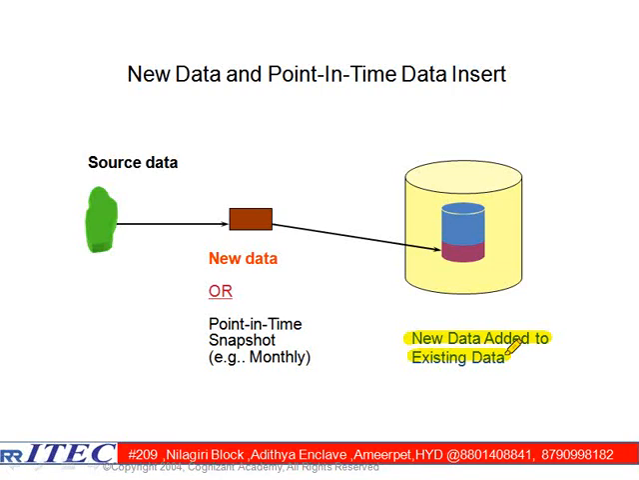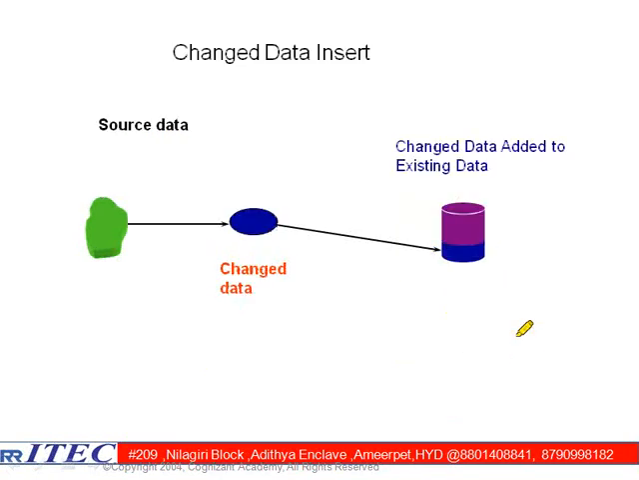Now, next one, change data insert. This is a very important one. From the source, we identify whatever change data is available. The change data also we are adding to the existing data. That means in both scenarios, when new data came we add it, and when change data came we add it. There is a reason: in the data warehouse we are maintaining the history. We are not overriding any record in the data warehouse. That is the reason we are able to maintain the history.